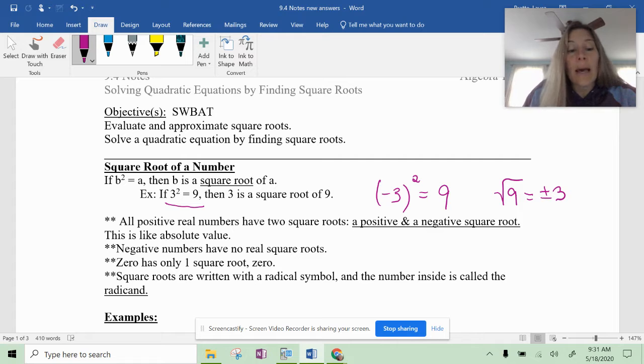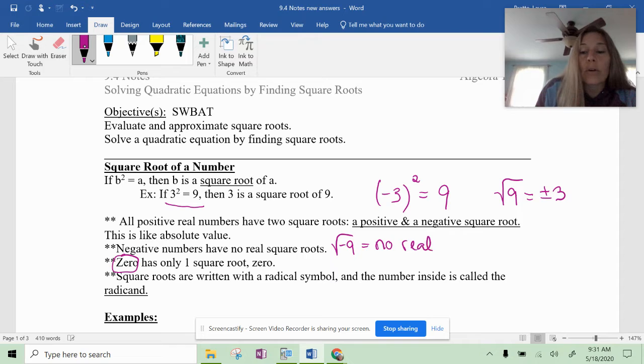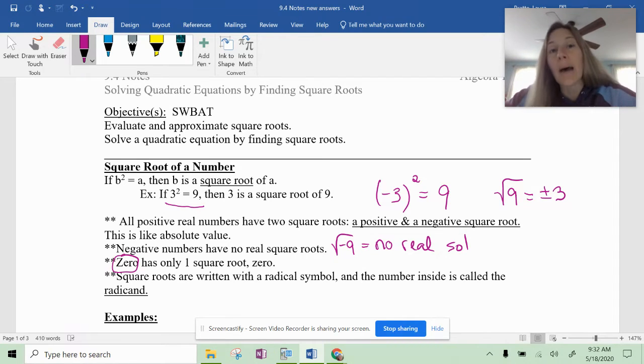Now, the only exception to that would be 0, because there's no such thing as a positive or negative 0. So the square root of 0 has only one square root, just 0. And if you had a negative number, like -9, there would be no real solution because there's no number times itself that equals a negative. If you have a negative multiplied by a negative, it's a positive. A positive times a positive is a positive. So you cannot take the square root of a negative number and get a real solution. Square roots are written with the radical symbol, and the number inside is called the radicand.